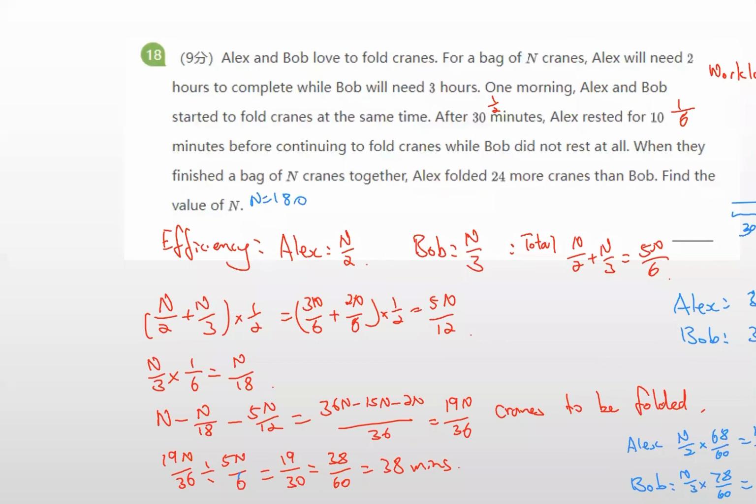So, did you understand why Alex has folded 68 minutes? Do you understand why Bob has folded 78 minutes? And then, you know, the total time Alex folded is 68 minutes, which is just 68 over 60 hours. That's the time. And the efficiency for Alex is n over 2, right? So efficiency times time, we get the workload. So Alex has folded 17n over 30. Is that okay? Bob has folded 13n over 30. That's using the same method. Now, Alex minus Bob. So the number of cranes that Alex folded, take away the number of cranes that Bob has folded is 24, right? Because Alex folded 24 more cranes than Bob. But then 17n over 30 minus 13n over 30 is 4n over 30, which is 24. Then we can solve what n is. Does that make sense? Yeah.